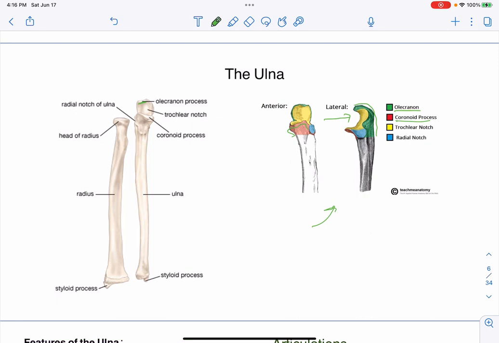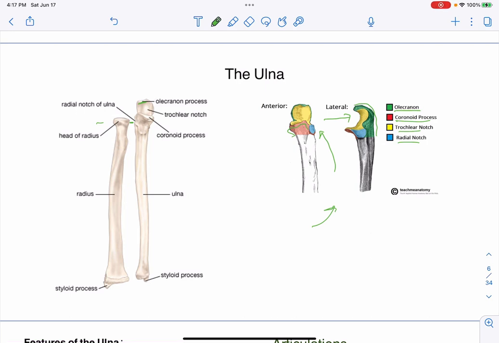And again, if you remember the trochlea of the humerus, that is why this feature is named that way, because the trochlea of the humerus is going to articulate with this trochlear notch. And I'll show you a better image of it too. And then there is the radial notch, because the head of the radius is going to articulate with a site on the ulna, okay?